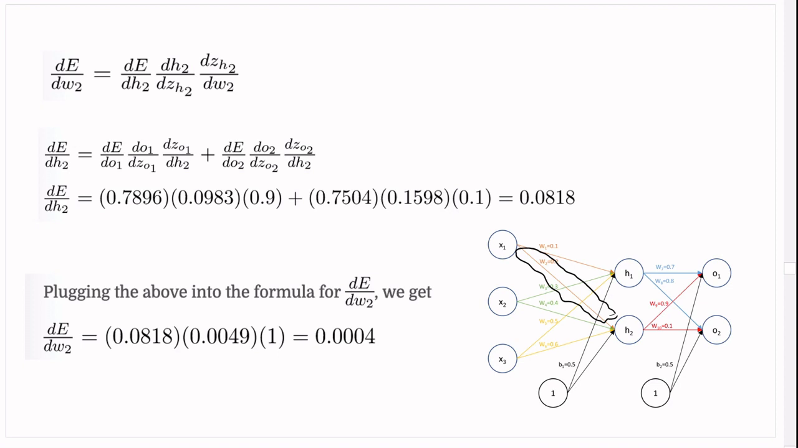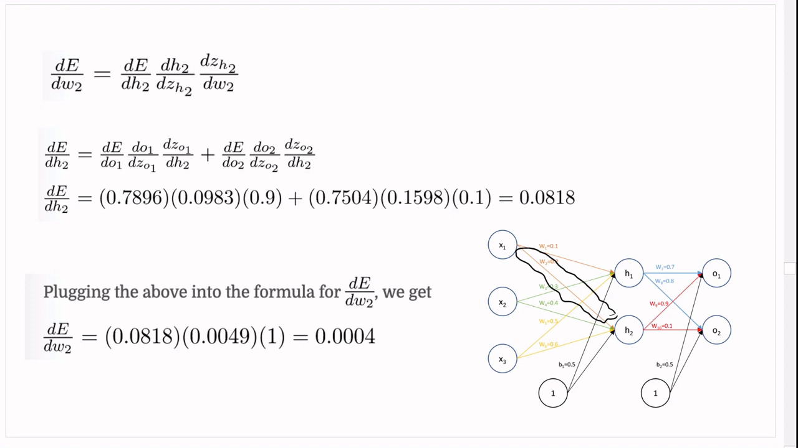So dE by dH2 then turns out to be this expression, which evaluates to 0.0818. If we plug this value into our formula over here, dE by dW2 turns out to be 0.0004. That tells us how much that weight needs to be changed. Similar calculations can be performed for the rest of the weights. So that's basically what backpropagation does, or how weights are calculated in backpropagation.